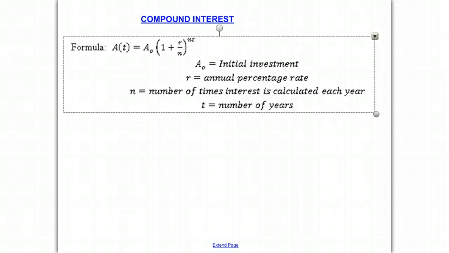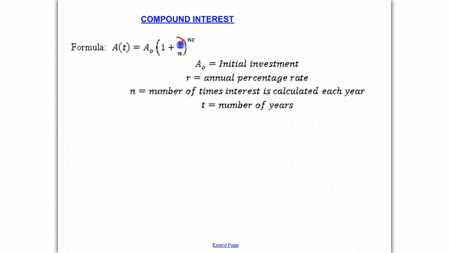The formula simply says that A sub t, our final amount, is equal to our principal, or our initial investment, A sub 0, times 1 plus. But notice now there are some things that are different. We have 1 plus the rate, but it's divided by n, which is the number of times the interest is calculated each year, raised to the nt power. So let's see what all that means.